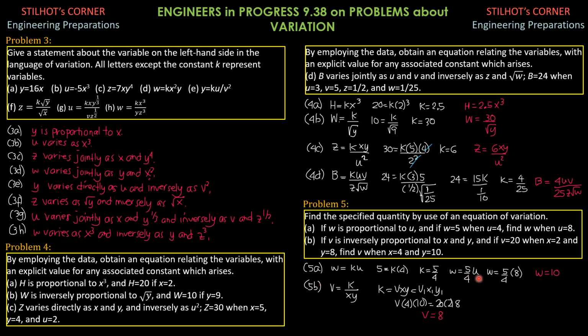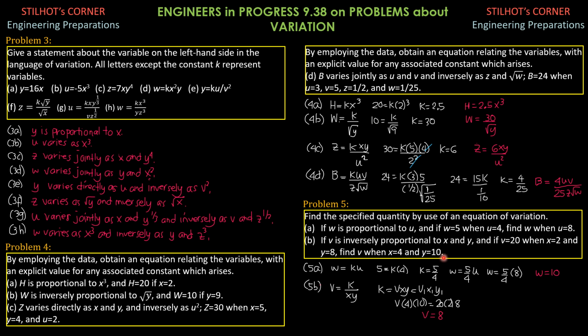Then we find W when U is 8. So 5 over 4 times 8. So 5 times 2, W is 10. Then part B, if V is inversely proportional to X and Y, and if V is 20 when X is 2 and Y is 8, find V when X is 4 and Y is 10.